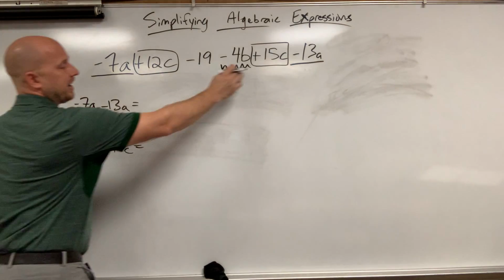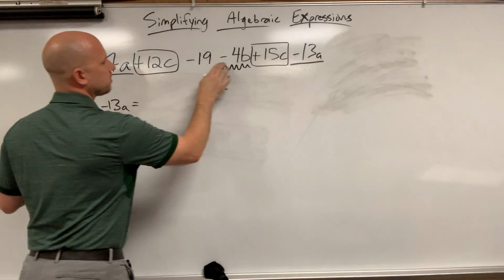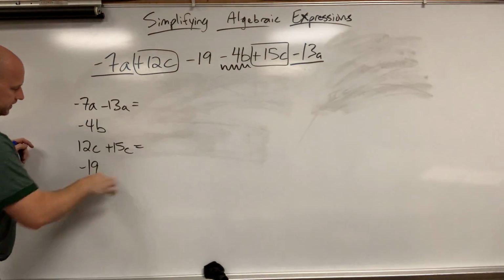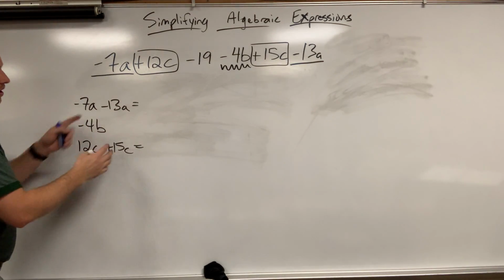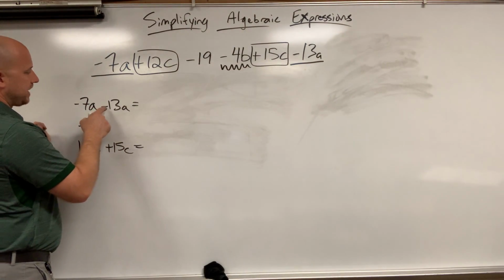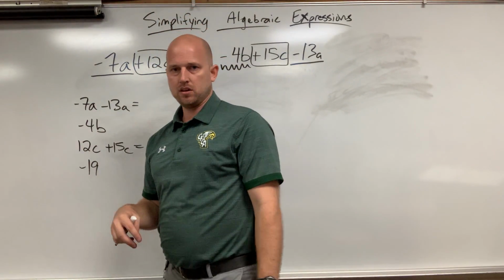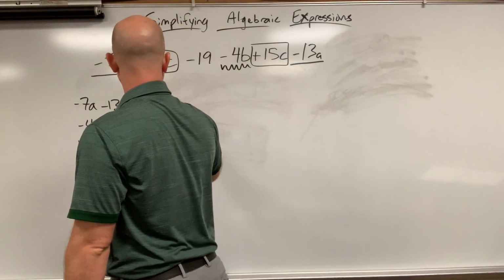And if you wanted to, you didn't have to do all these lines and squiggly lines, and you could just count your terms. 1, 2, 3, 4, 5, 6. Do I have 6 over here? 1, 2, 3, 4, 5, 6. Good. So all of these made their way down here. Let's do the math. Negative 7 minus 13. Negative 7 minus 13, same signs, add. Keep your sign. Negative 20A.